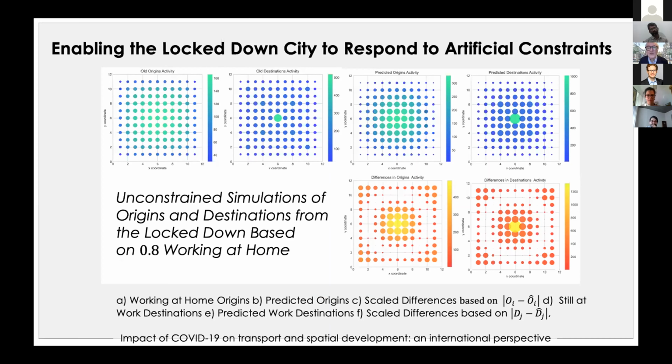What actually happens is that where people live begins to concentrate a bit, and there's a little bit of concentration in terms of where people work. So essentially that's an adjustment process.